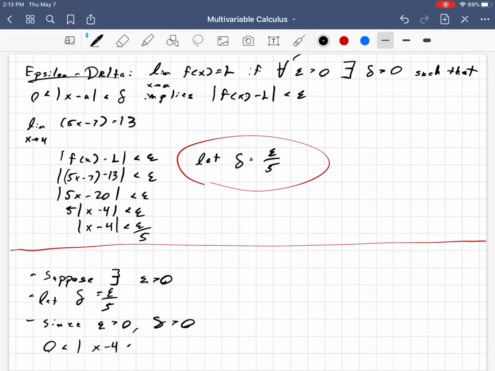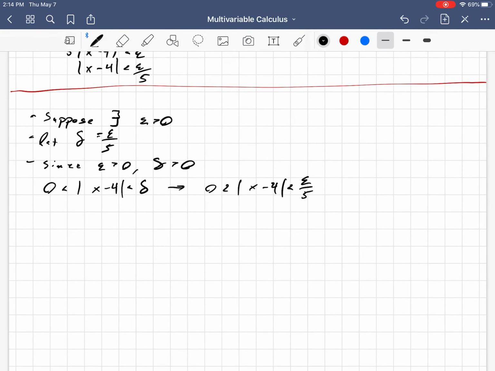So now what we can do is plugging what we have here into this, we have 0 is less than the absolute value of x minus 4 is less than delta, which implies that 0 is less than, not less than or equal to, just less than the absolute value of x minus 4. And now what is delta? Well, it's epsilon over 5. And so now we can say, let's just ignore the greater than 0 for now. We know it's there. So we have the absolute value of x minus 4 is less than epsilon over 5.